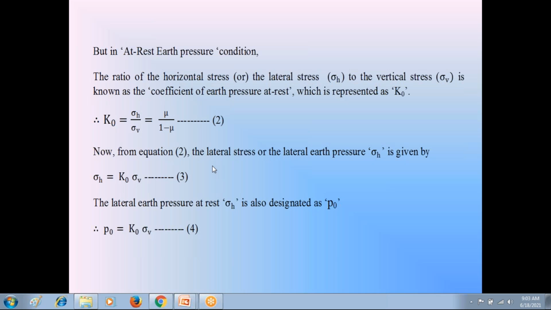So here we are discussing an important parameter in geotechnical engineering, that is the coefficient of earth pressure. So far in geotechnical engineering you studied so many coefficients: coefficient of permeability, coefficient of consolidation, like that. But in unit 3 you are exposed to another coefficient in geotechnical engineering, that is the coefficient of earth pressure.